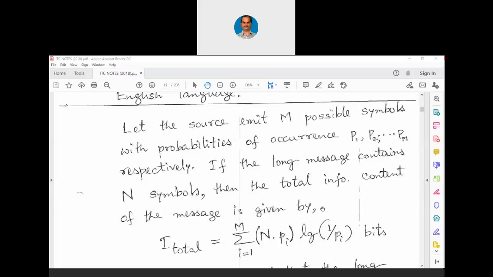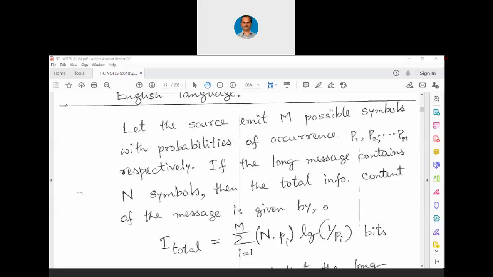Now these 95 symbols comprise of those 26 symbols of English language, 26 alphabets of English language. That is the meaning here. Now M possible symbols means the number of symbols which are available in the character set. Here N symbols means the number of symbols contained in the long message. Now in this particular sentence, we have 95 symbols.